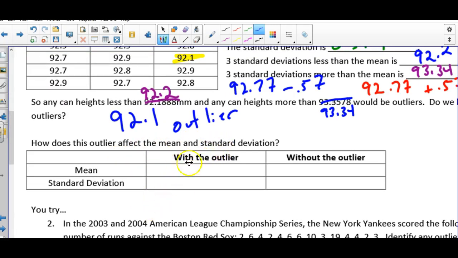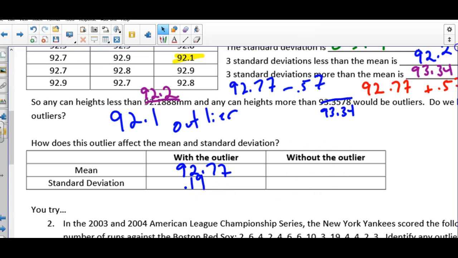Now the next question says, how does this outlier affect the standard deviation? Well, let's look at with the outlier. Remember the mean with the outlier is going to be, what was it, 92.77? And what was the standard deviation with the outlier? 0.19. Now I want to look at what this information will be without the outlier.